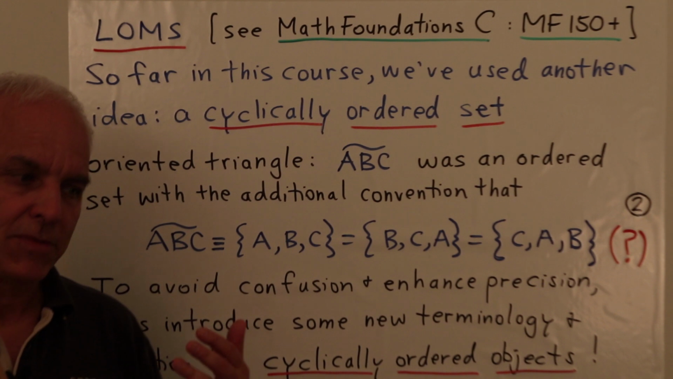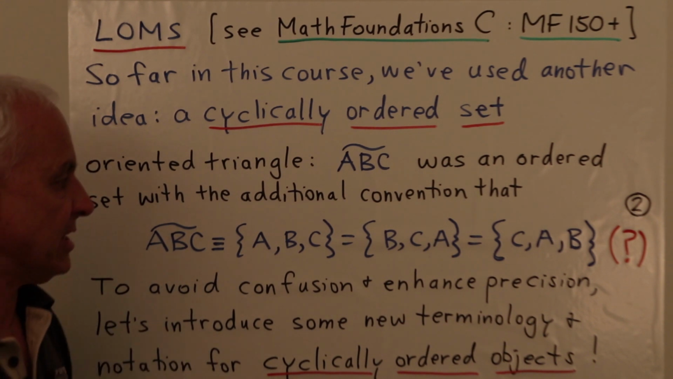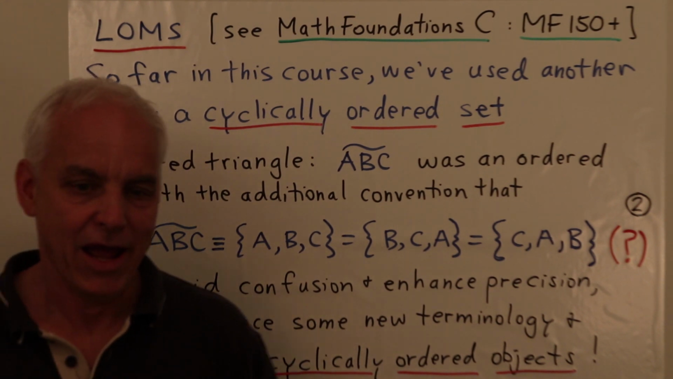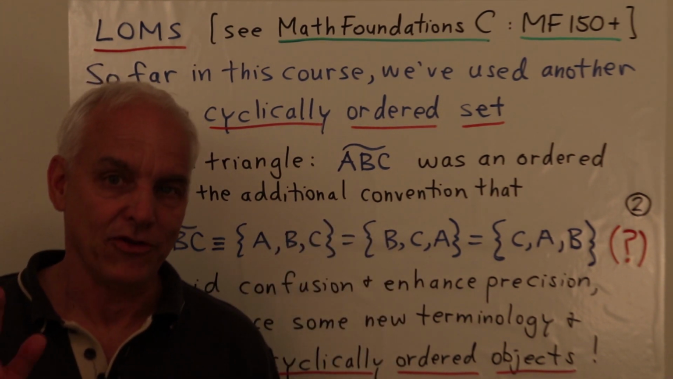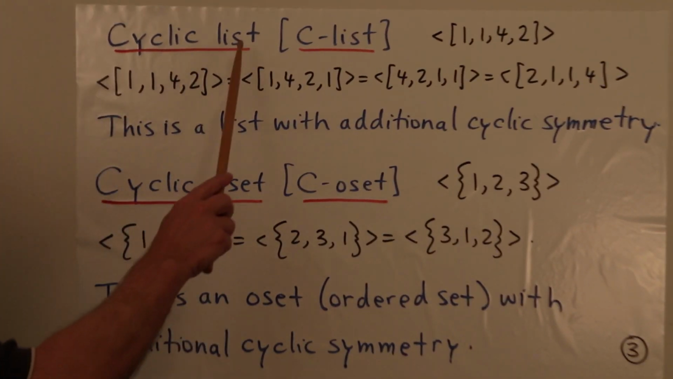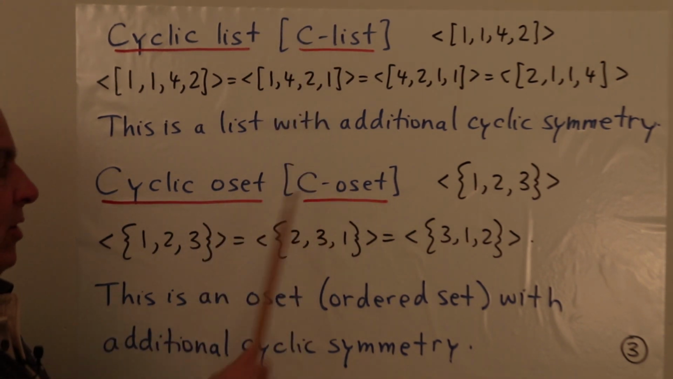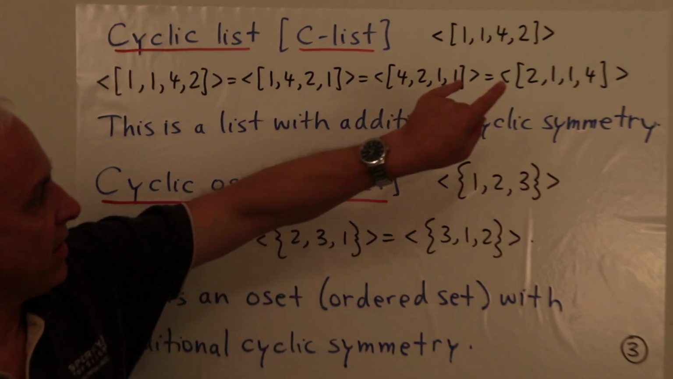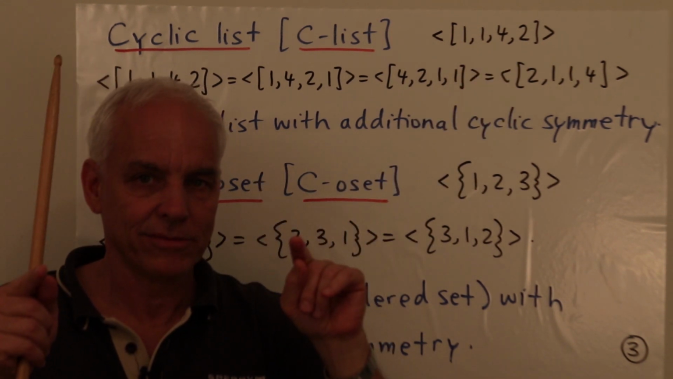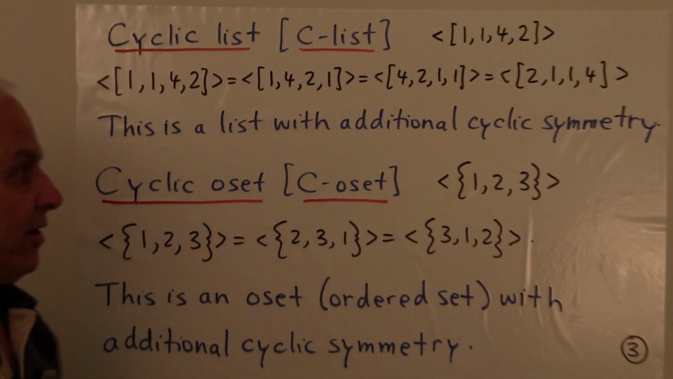All right, so we're going to look at the 4 data structures that we have, and we're going to impose something else that captures the idea that's necessary for us to talk smoothly about oriented triangles, and then later on certain kinds of polygonal splines later in the lecture. So let's introduce a cyclic list first of all, and then a cyclic oset, or we might call it a C list or a C oset. What we're going to do is take the idea of a list, there's a list right there, and we're going to put pointed brackets around it. That's going to create a new kind of data structure, which we'll call a cyclic list.